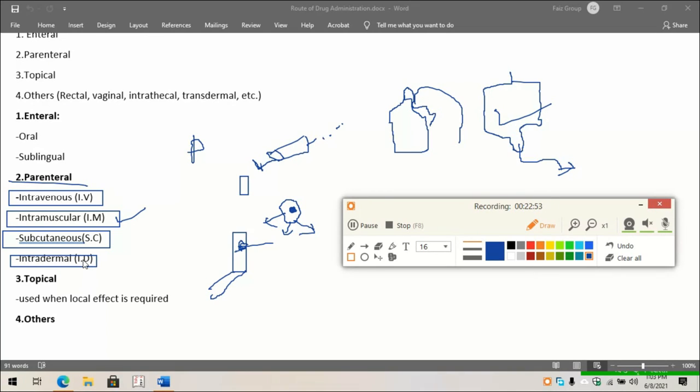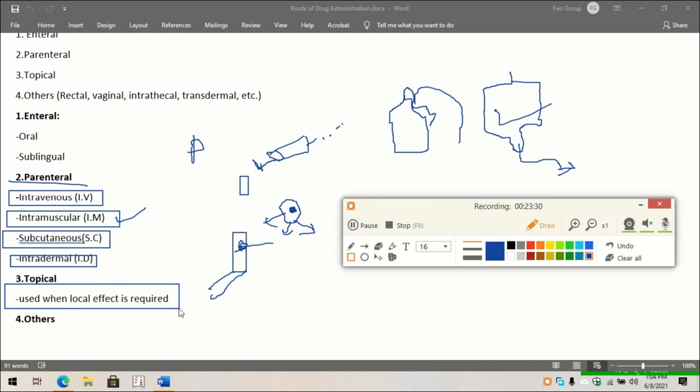Now let's move to the intradermal, that is ID. The intradermal route involves injection into the dermis of the skin, the more vascular layer of skin under the epidermis. The dermis is more vascular than the epidermis; the epidermis is a layer of skin and the dermis is also a layer of skin. Agents for diagnostic determination and desensitization are usually administered by this route.